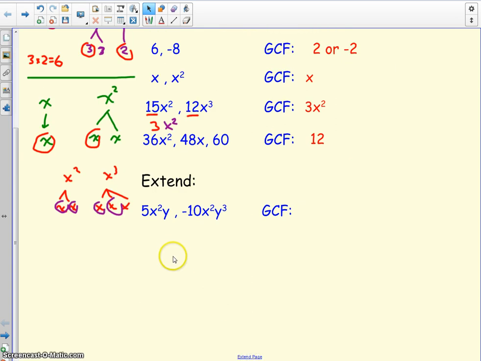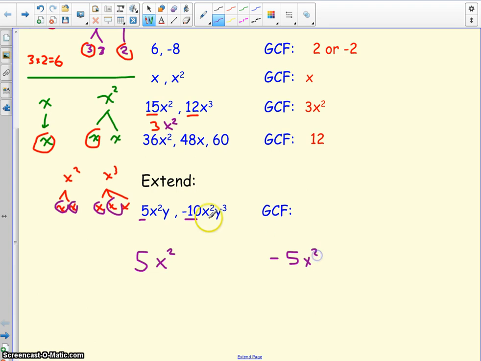Okay, and for this last one down here, again, a bit of an extension, it might look a little bit tricky, but if you deal with the coefficients and the variables separately, it's actually not too bad. So between 5 and negative 10, we can have 5 or negative 5 as a common factor. Between x squared and x squared, they both have x squared in common. And between y and y cubed, they both have a y. So you get 5x squared y or negative 5x squared y as a common factor.